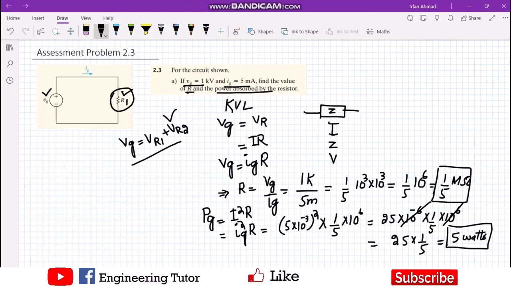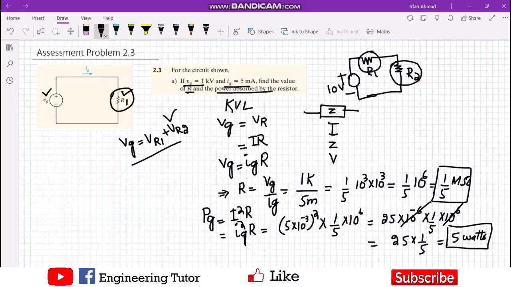Suppose after this we have another question in which we have two resistors like this one, and this is, let's say, 10 volts, this is R1, this is R2. Suppose we want to find the voltage drops across each element here. How can we find the voltages here? It is very easy. As I told you, this is a very simple circuit.